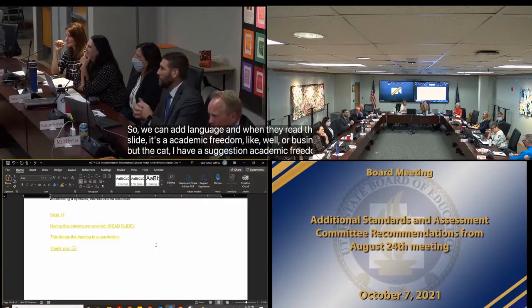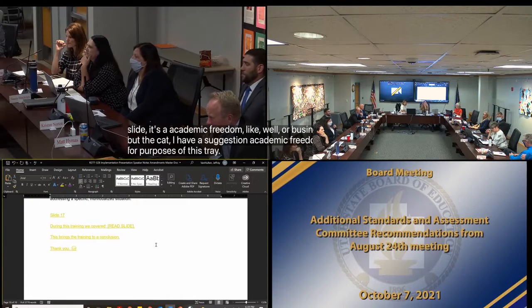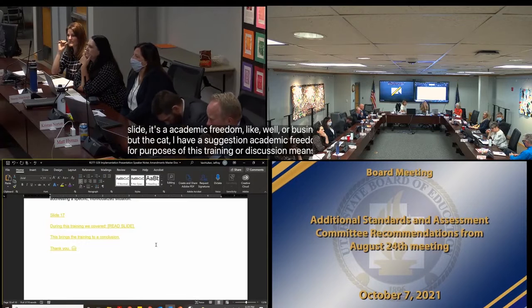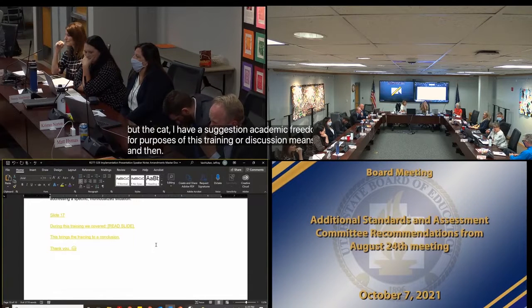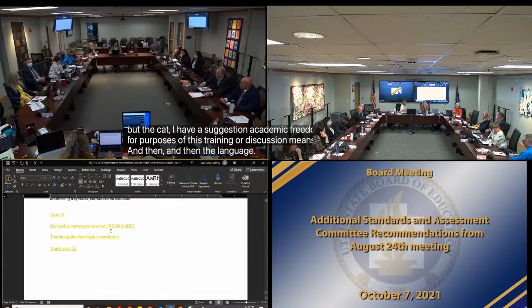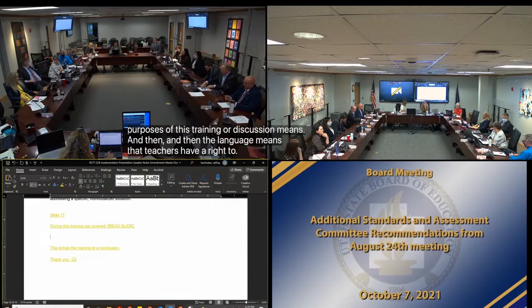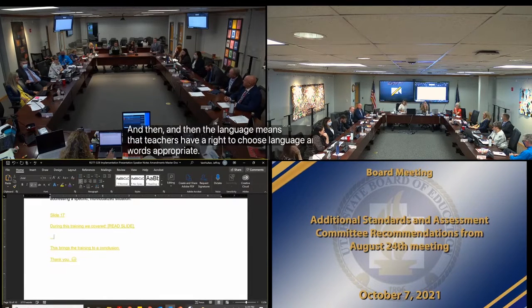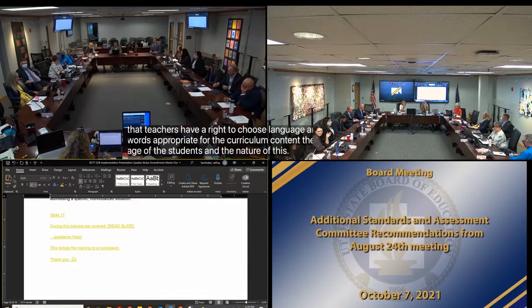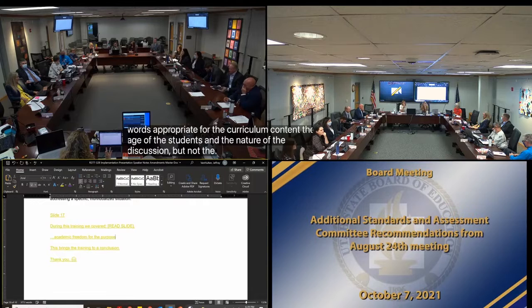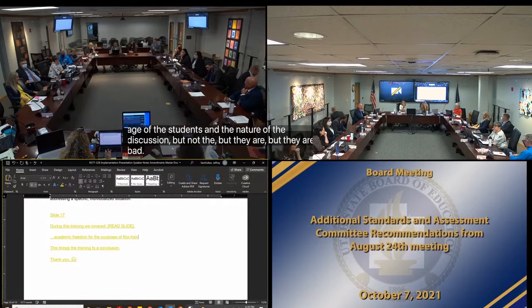Academic freedom for purposes of this training or discussion means that teachers have a right to choose language and words appropriate for the curriculum content, the age of the students, and the nature of the discussion, but they are bound by the curriculum of their LEA, or something like that.